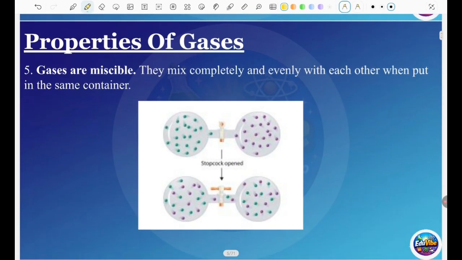And the last property is that gases mix easily. This means they mix neatly and evenly with each other when you put something into a container. For example, in a container you have oxygen, and you put nitrogen in it. They mix very easily with any other gas or any kind of material.